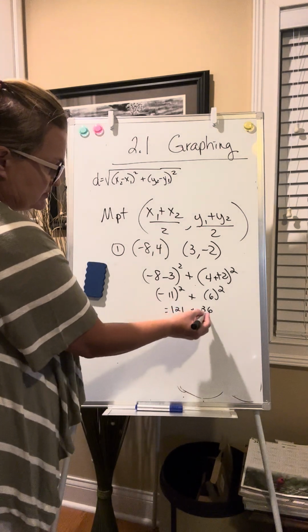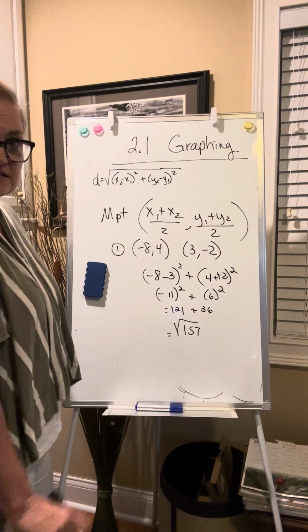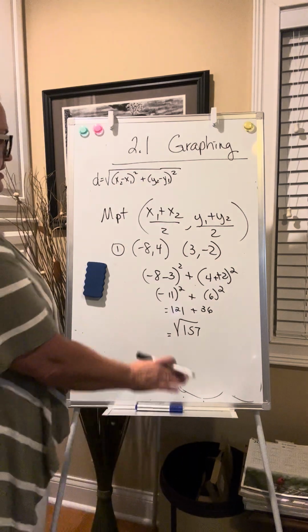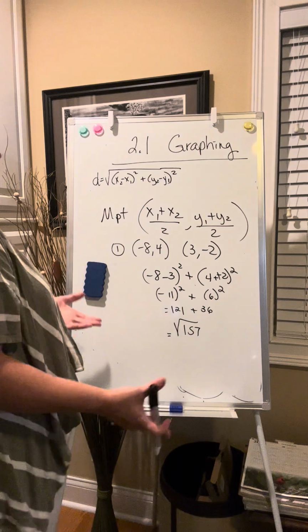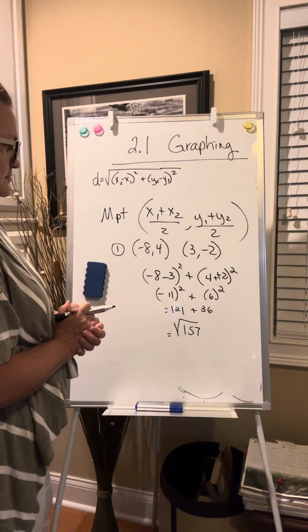So that is, what, 157. The square root of 157 is the distance. So that gives us our distance. We could get a decimal approximation, but that's the more exact answer.